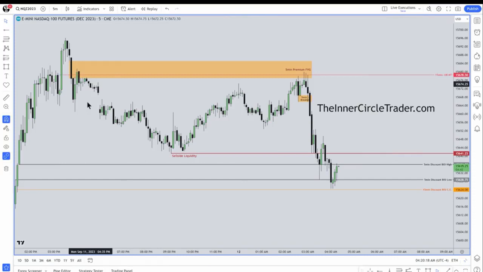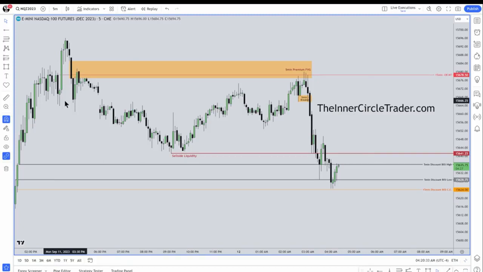Now, I've taught a little bit about this over the course of last year and this year, but a balanced price range is when a market moves from a range where it's offered both sides, buy side and sell side delivery, not liquidity, delivery, meaning that we had this candle here traded up, so it offered buy side delivery, and then we had this candle here offering sell side delivery.